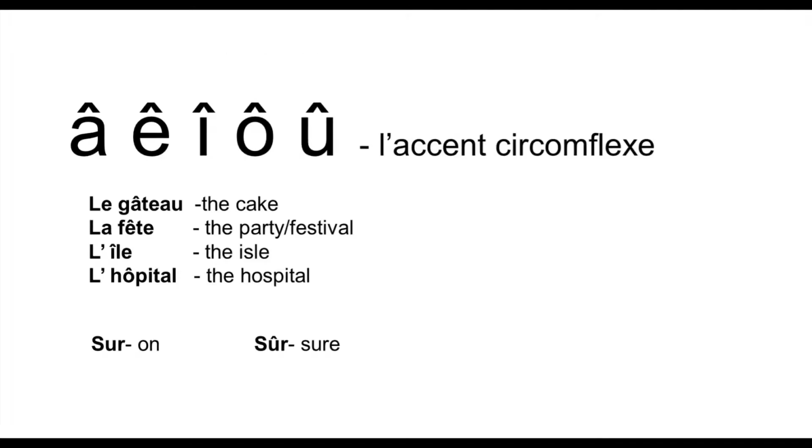Thirdly, l'accent circonflexe. When this accent, a small upside down V, is used on a letter, it makes the vowel sound more stressed and prominent. Let's go to the examples. Le gâteau. The cake. La fête. The party or festival. L'île. The isle. L'hôpital. The hospital.